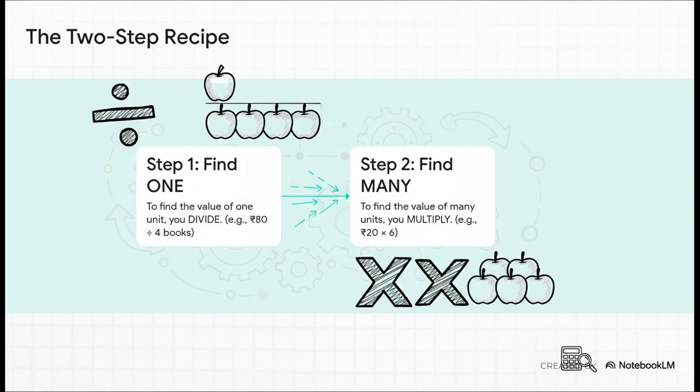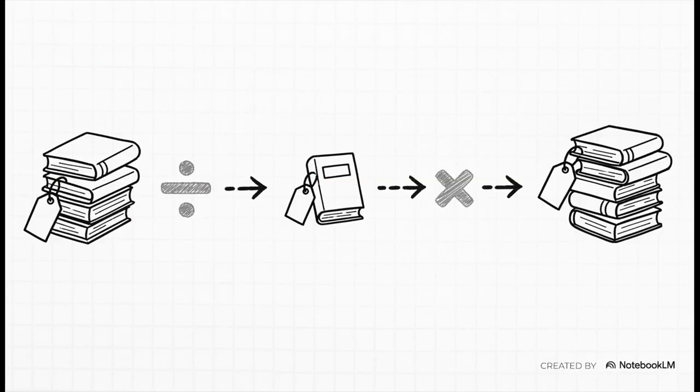So here is the secret recipe. Step 1, to find the value of 1, you always divide. Step 2, to find the value of many, you always multiply. Just burn this into your brain. Divide first to find 1, then multiply to find many. That's the whole trick. Let's use our recipe right now.